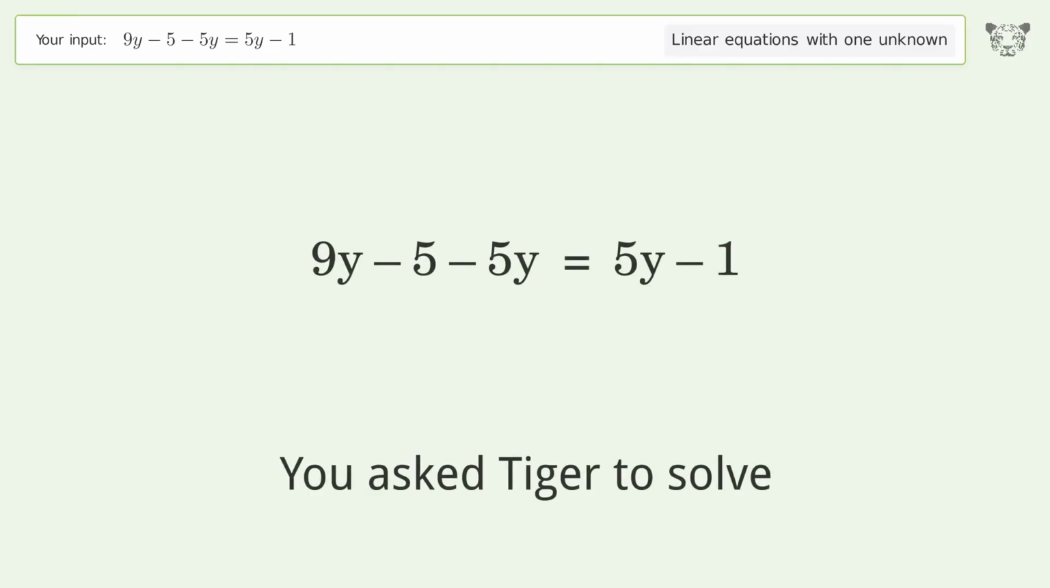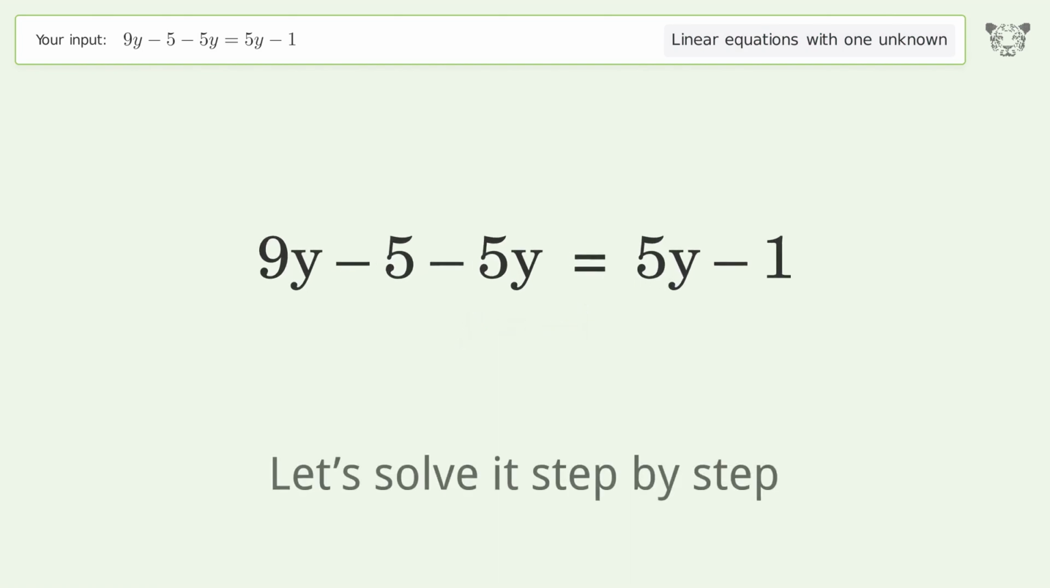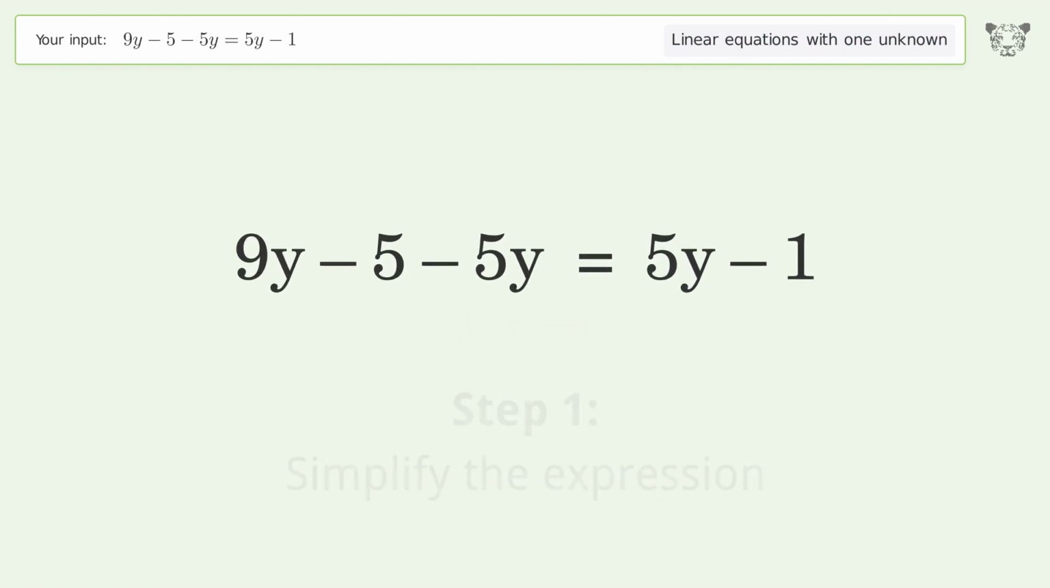You ask Tiger to solve. This deals with linear equations with one unknown. The final result is y equals -4. Let's solve it step by step. Simplify the expression. Group like terms.